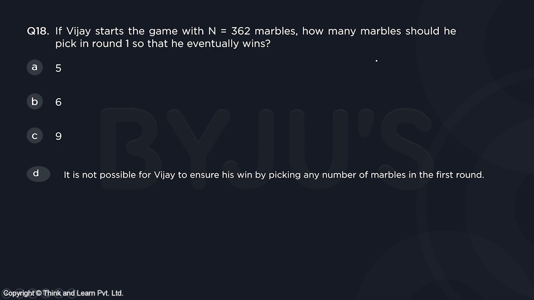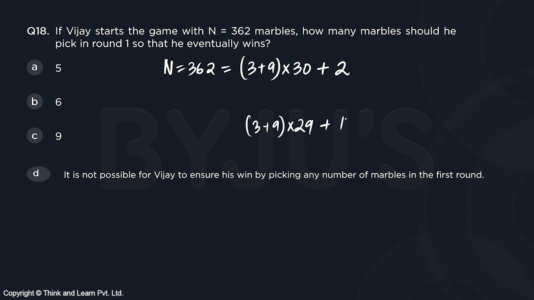Question number 18. If Vijay starts the game with n is equal to 362 marbles, so n is equal to 362 can be written as first plus last pick into 12 into 30, 360 plus 2. Then how many marbles should he pick in round 1 so that he eventually wins? If he wants to win, then he should actually have, let's take out 12 from here and let's have 14. Now this is going to be 362 only.